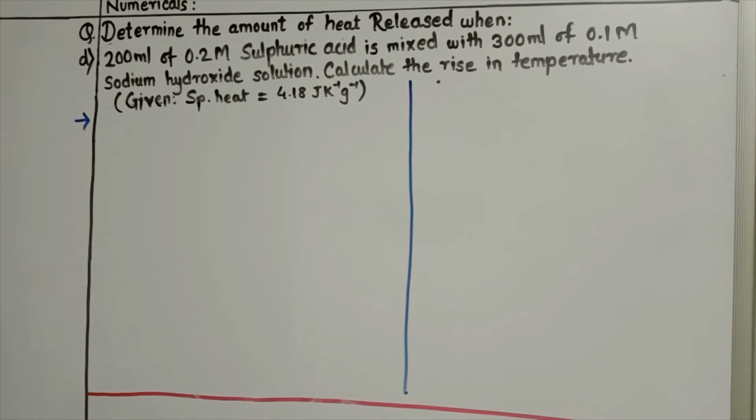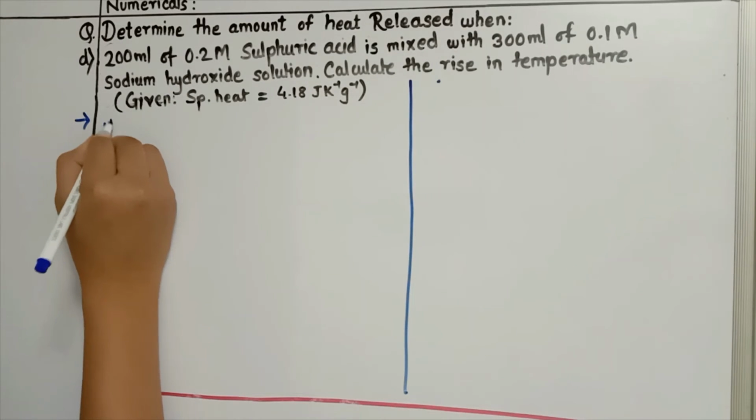Our next and the last question is 200 ml of 0.2 molar sulfuric acid is mixed with 300 ml of 0.1 molar sodium hydroxide solution. Calculate the rise in temperature. Given that specific heat is equal to 4.18 joule per Kelvin per gram. So similar question is there. Here we have to find the heat released and the rise in temperature. So we will go slowly, step by step.